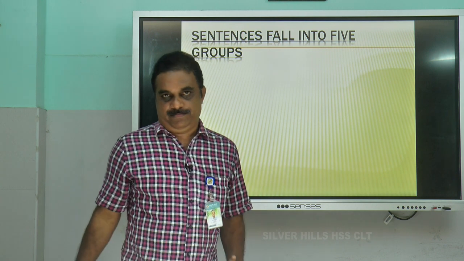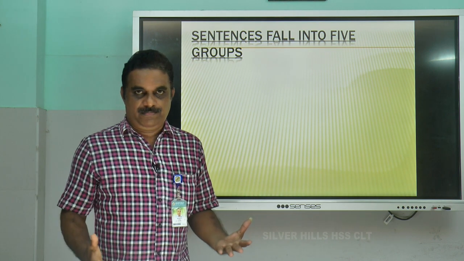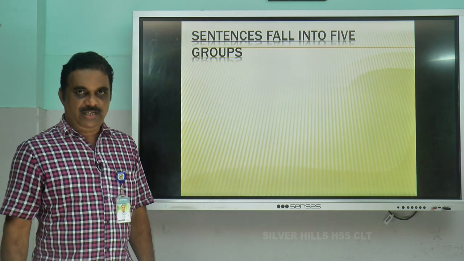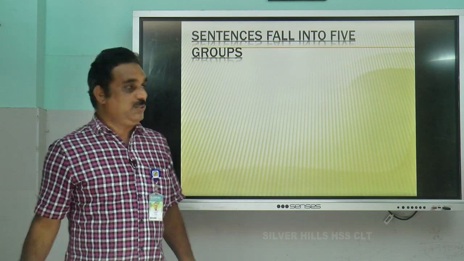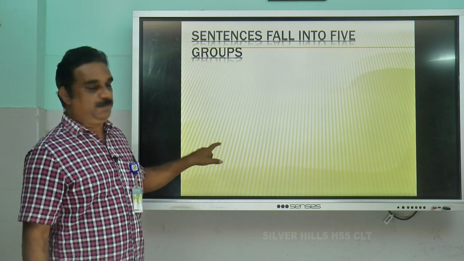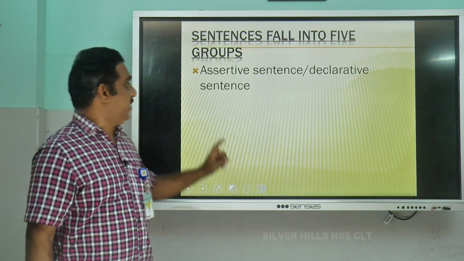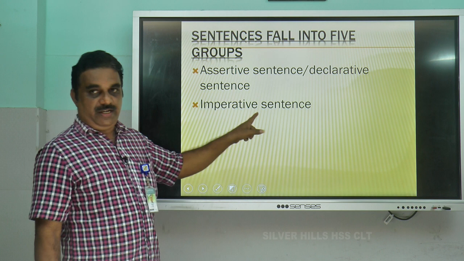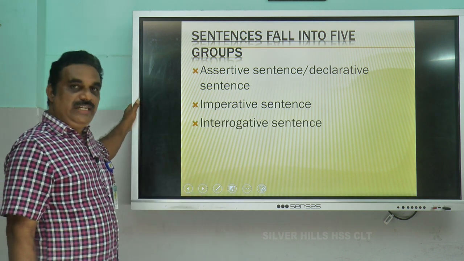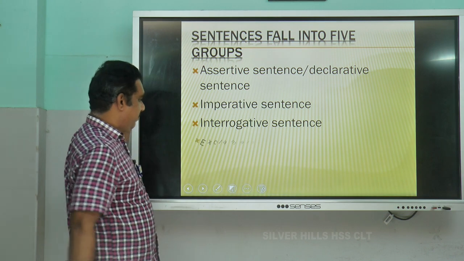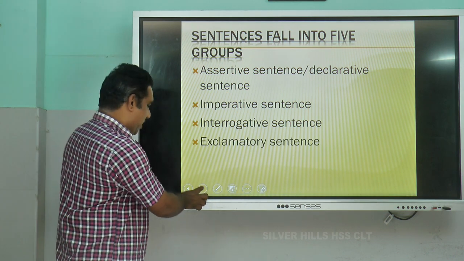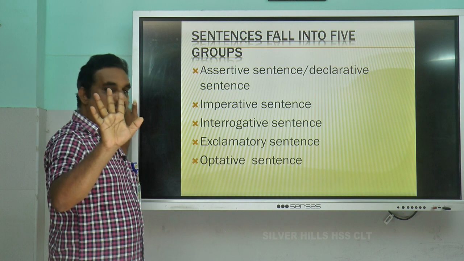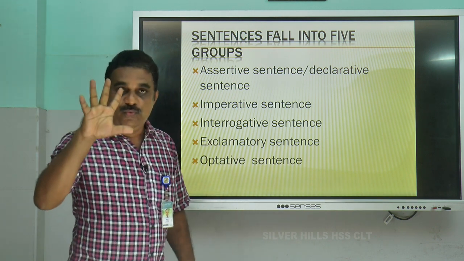Now, my question is, are all of them the same in their structure and meaning? You can find differences there. In their structure and meaning, these sentences differ. So, we have to divide the sentences into 5 groups. The first one is assertive sentence or declarative sentence. Then, the second one is imperative sentence. The third one, interrogative sentence. The fourth one, exclamatory sentence. And the fifth one, optative sentence.